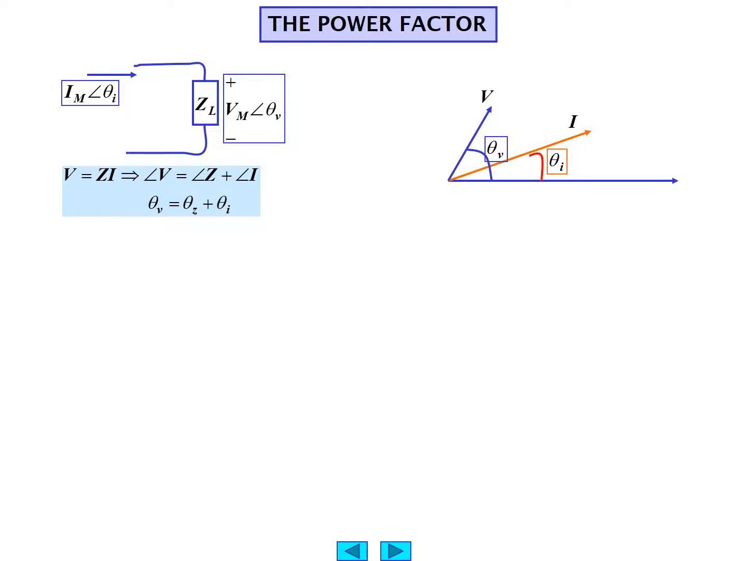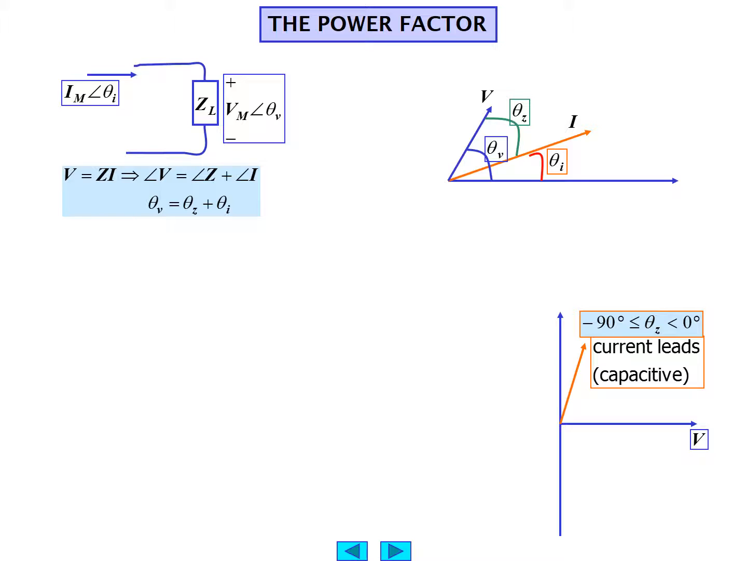V is equal to Z times I, or the angle of V is also equal to the angle of Z plus the angle of I, or theta V is equal to theta Z plus theta I. So theta Z essentially is the difference between theta V and theta I. If it is a capacitive load, then theta Z lies between minus 90 and 0. And if it's an inductive load, theta Z lies between 0 and 90 degrees with respect to voltage.